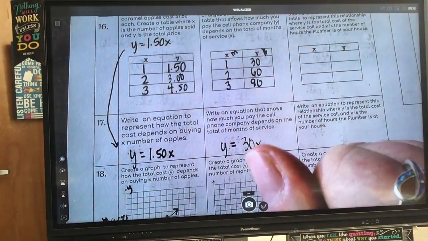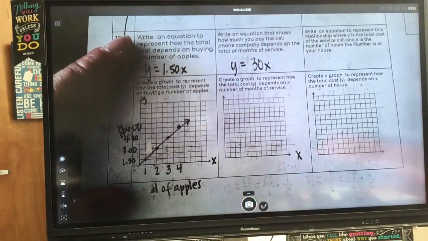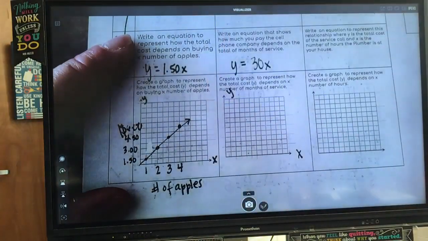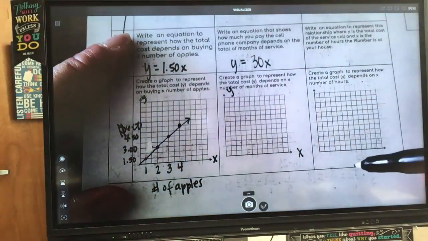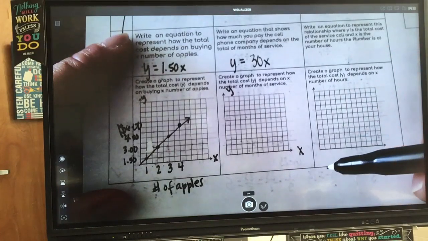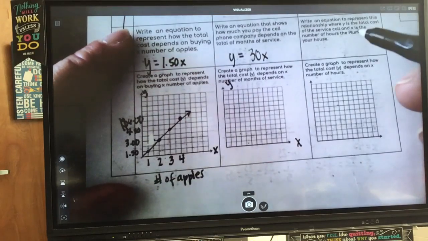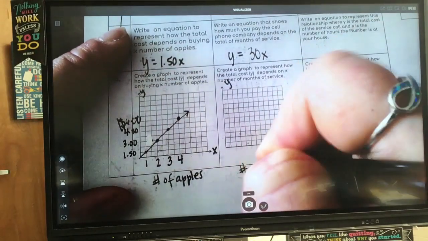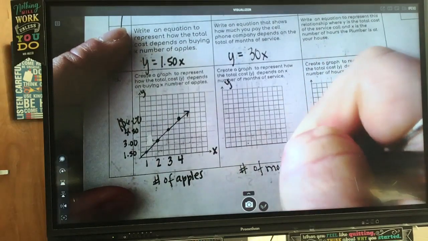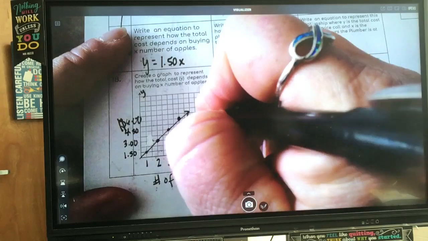All right, down here on my graph, this is my x, this is my y. So what does my x represent? X represents the amount of months. Okay, so number of months. And then what does my y represent? So again, I'm just gonna use that money sign.